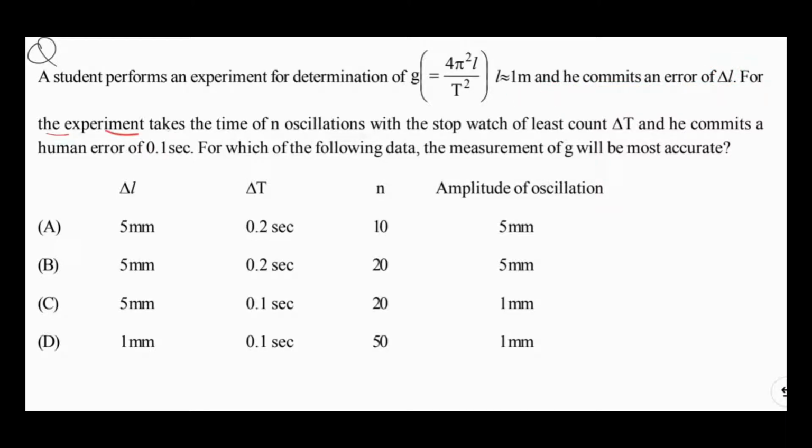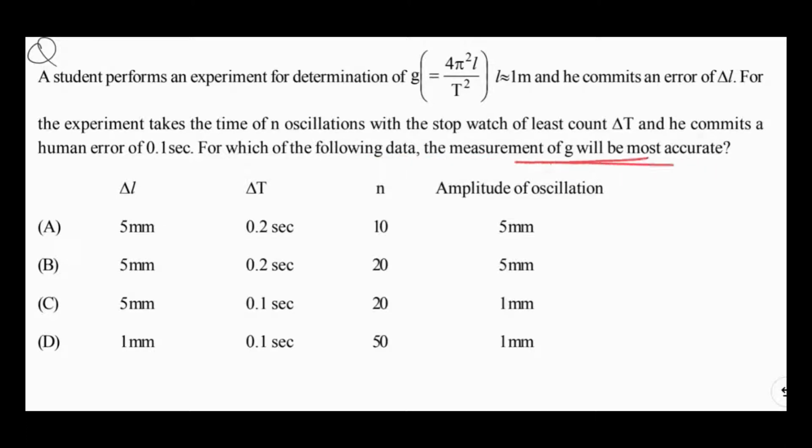For the experiment, he takes the time of n oscillations with a stopwatch of least count delta t, and he commits a human error of 0.1 second. So there is also an error in the measured time of 0.1 second due to the person, and the stopwatch has a least count delta t. For which of the following data will the measurement of g be most accurate?